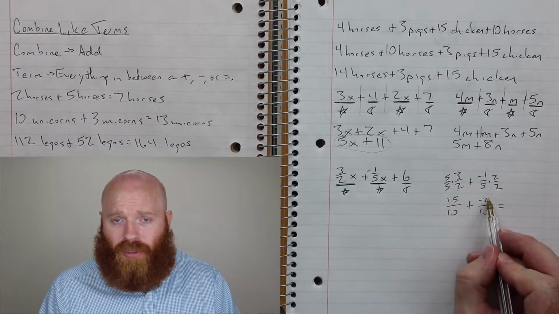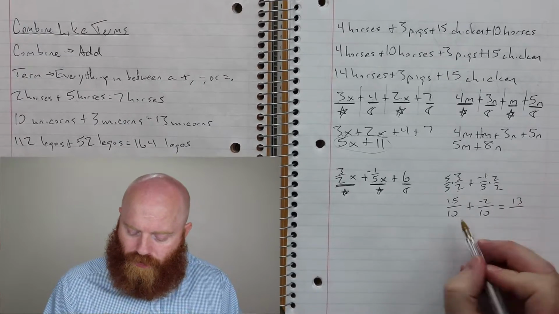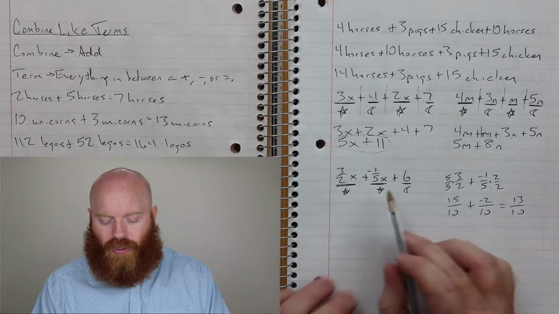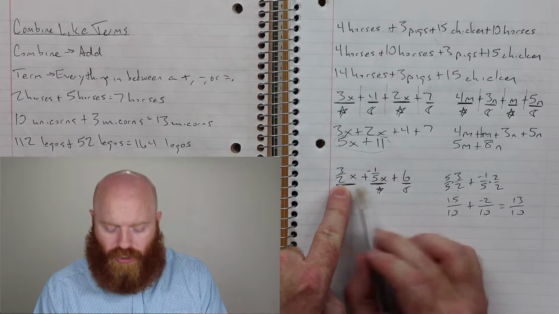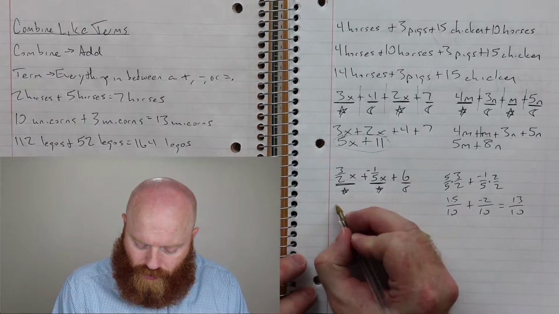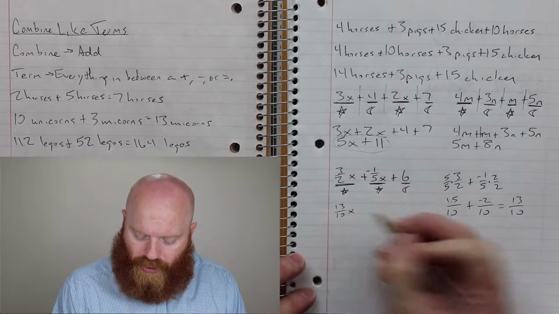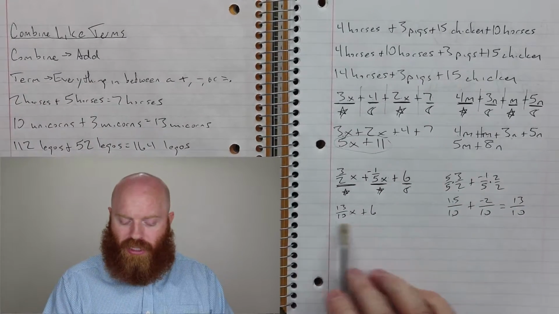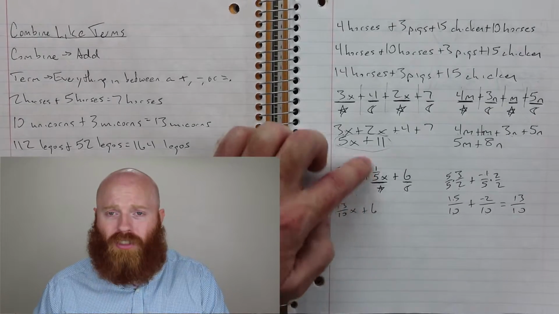15 good guys and 2 bad guys. That's going to be 13 good guys, and then the tens stay the same. So this is 13 tenths. And I did all that work. I got to bring it back over here and combine it with my x's. So 13 tenths x. And then the moon doesn't combine with anything. I just put +6, and that's actually my answer. It works with negatives and with fractions.